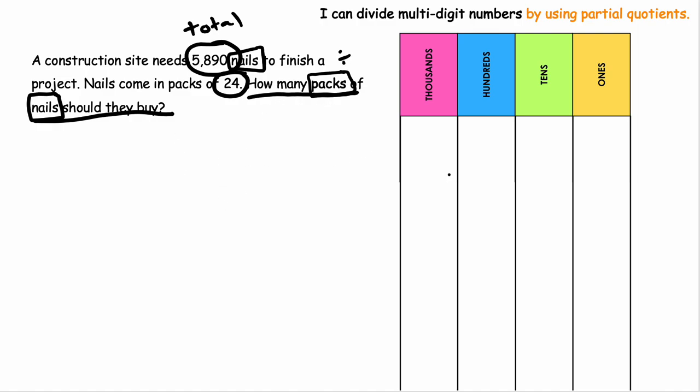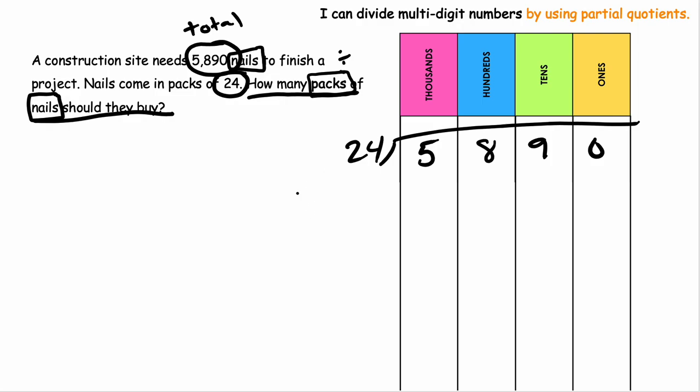So the division problem that we're working on is 5,890 divided by 24, because there's 24 nails in a pack. All right, so the first thing I want to do is list the multiples of 24: 24, 48, 72, 96, and 120. And I'll go ahead and stop there.